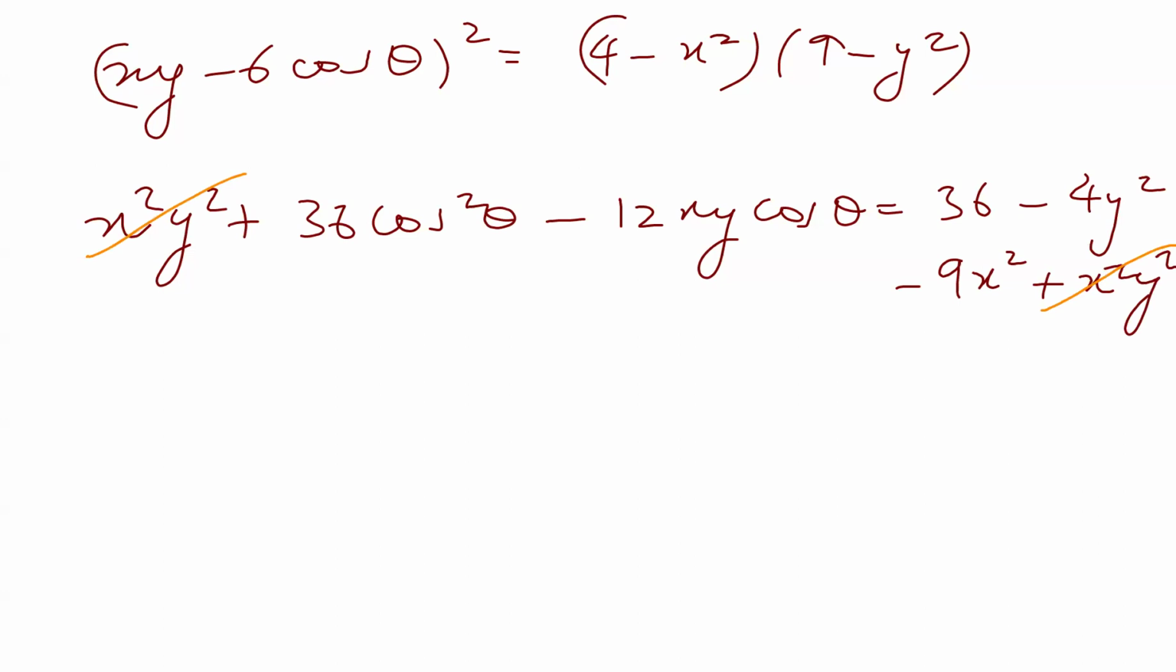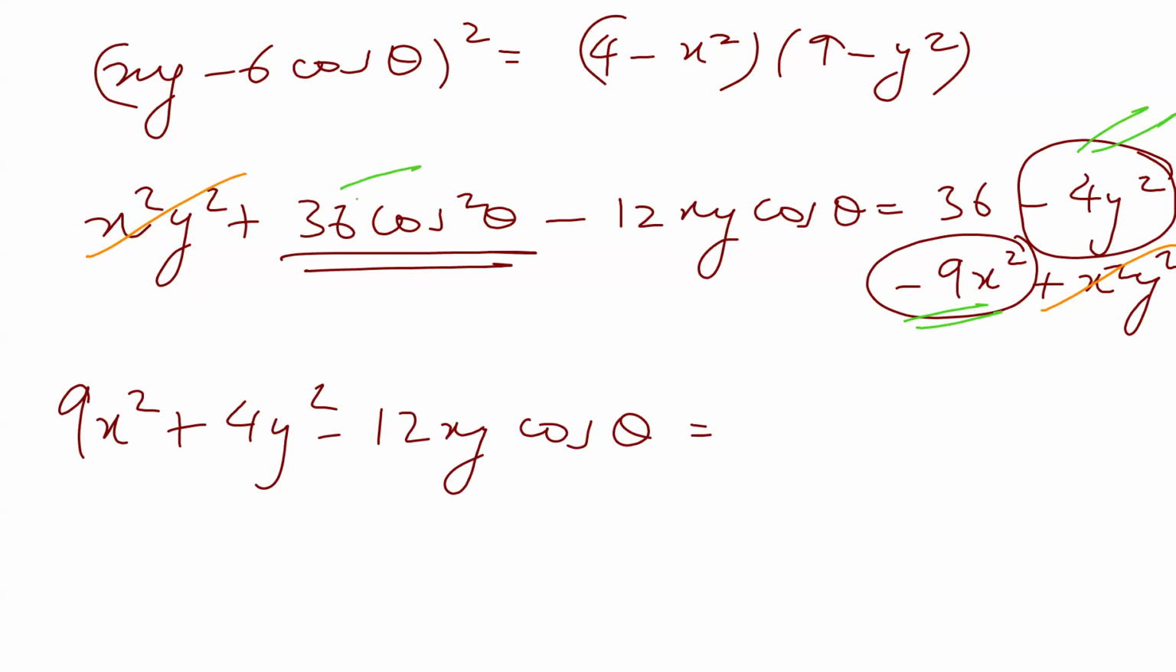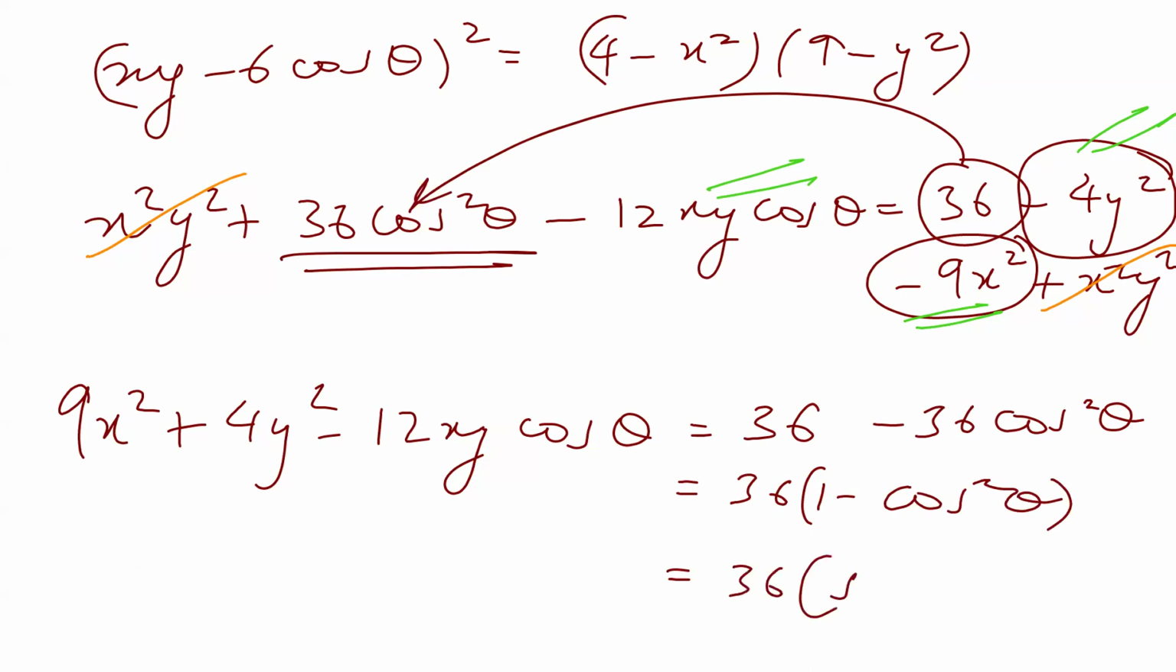Now what you do is you can take all the terms. This minus 4y square minus 9x square, you take it on the left hand side. So 9x square plus 4y square minus 12xy cos theta. And this term I'm taking on the right hand side. See why I'm taking these three terms together is because these three terms marked in green on the left hand side are the LHS in the proof. That's why I'm keeping all these terms on the left hand side. So 36 minus 36 cos square theta. So 36 common, 1 minus cos square theta, 36 sin square theta.